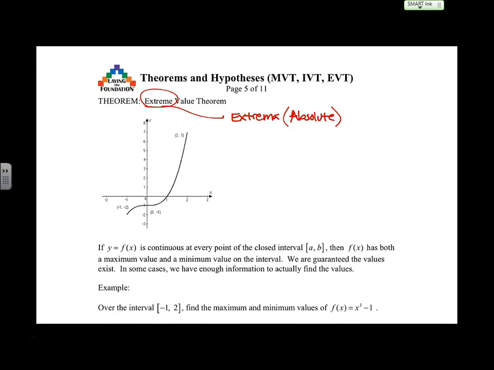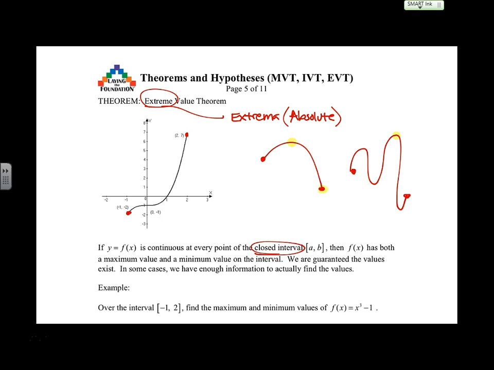Extreme value theorem. Extrema, absolute extrema. If a function is continuous and it's on a closed interval, it has to be cut off. If the function is continuous and cut off, there's going to have to be a highest, there's going to have to be a lowest no matter what you do. If it's continuous and cut off, somewhere it's going to have a high, an absolute max, somewhere it's going to have a low, an absolute.